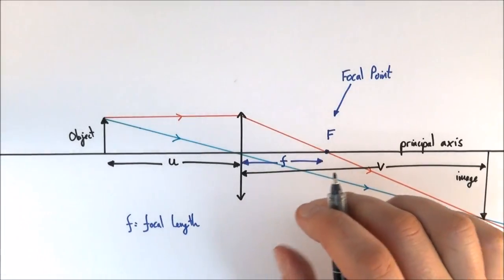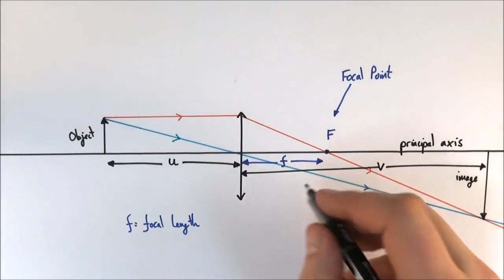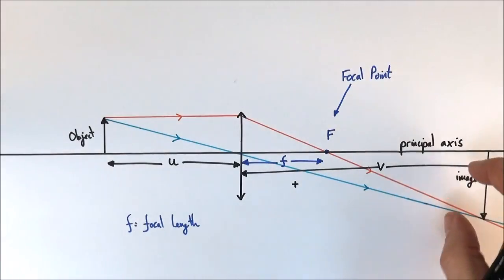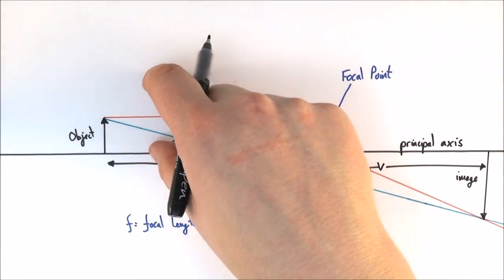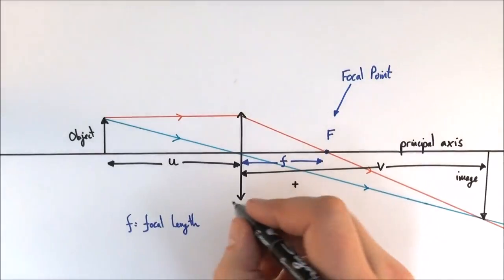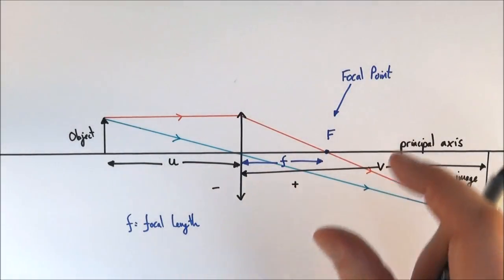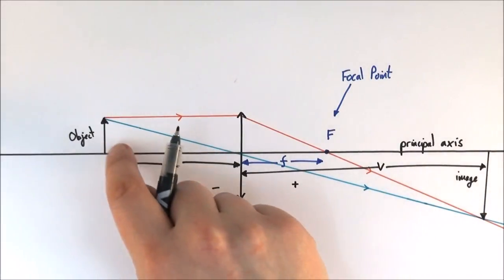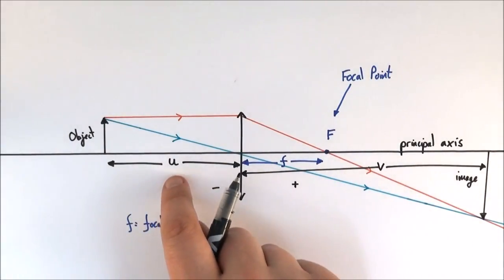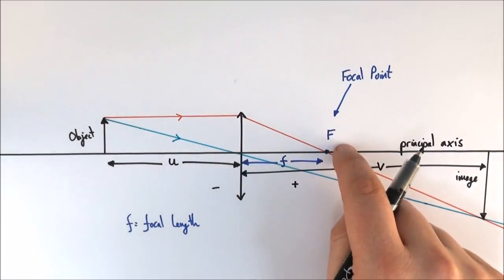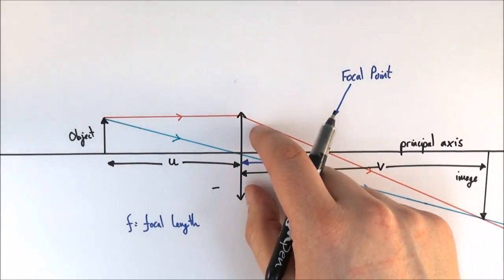And the important thing to remember is that if you've got an image on this side, then that means that v is a positive value. But if your image is on this side, perhaps with a magnifying glass, that means that your value of v is going to be negative. So in summary, this is just some of the terminology you need to know about for lenses. We've got objects and images at a distance of u and v away from the lens. And also we've got our focal point here at a focal length away from the lens as well.